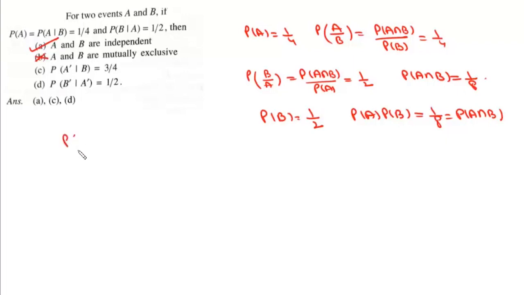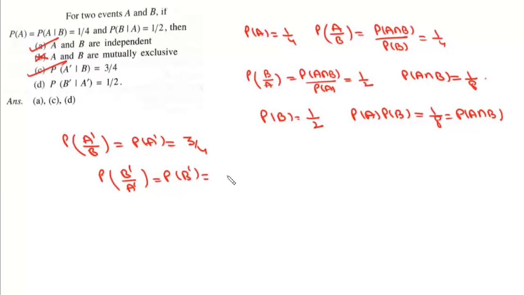Now if A and B are independent, then probability of A naught upon B will be same as probability of A naught, and probability of A naught is 3 by 4. That's your option C. And the same way, probability of B naught upon A naught will be same as probability of B naught, which is 1 by 2. So the correct options are A, C and D.